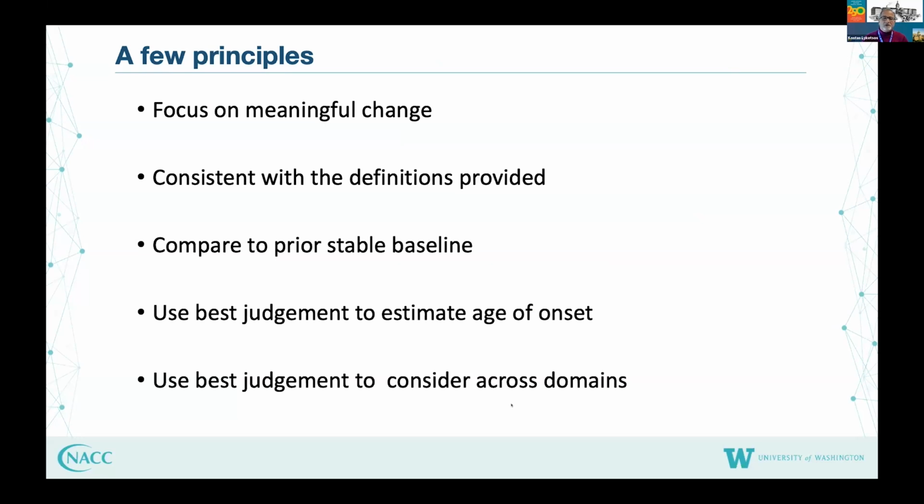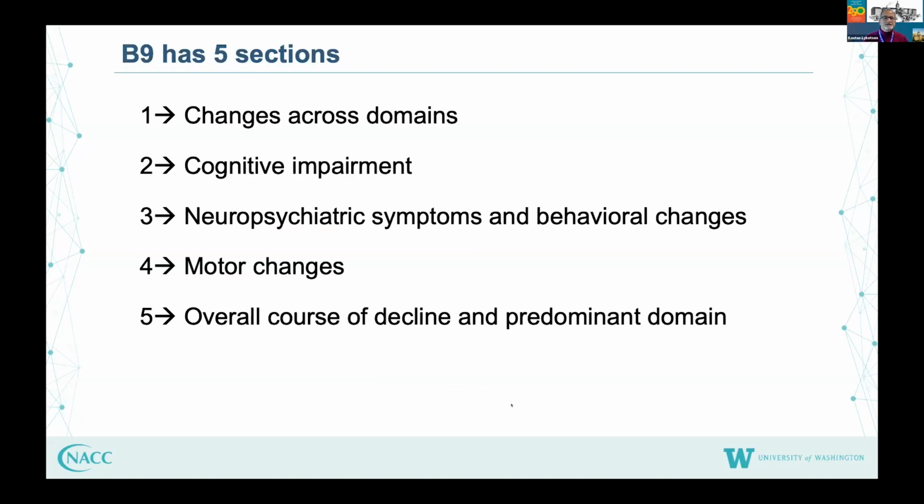And we ask you to make your best judgment with age of onset. You'll see that we're asking for age of onset for cluster symptoms, say cognitive or behavioral, not for individual symptoms necessarily. So that becomes a little bit harder to do. And in one instance, we're asking you to weigh information across different domains to decide if there's a predominant presentation. And hopefully this will become more evident as I go through this.